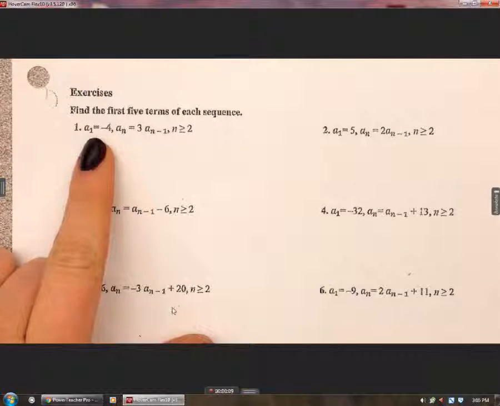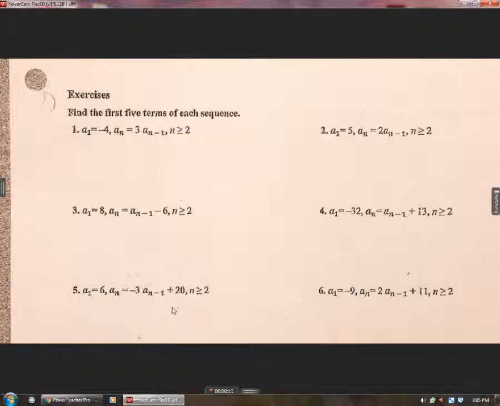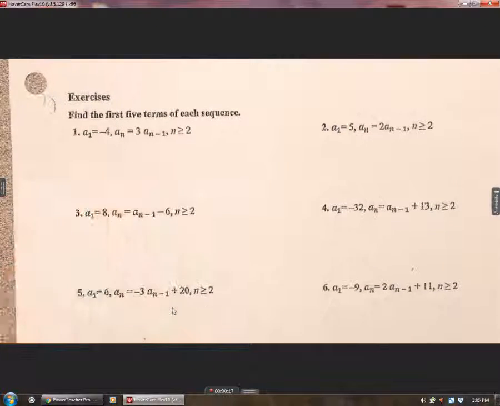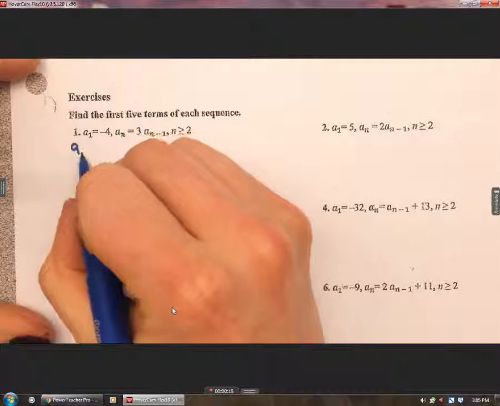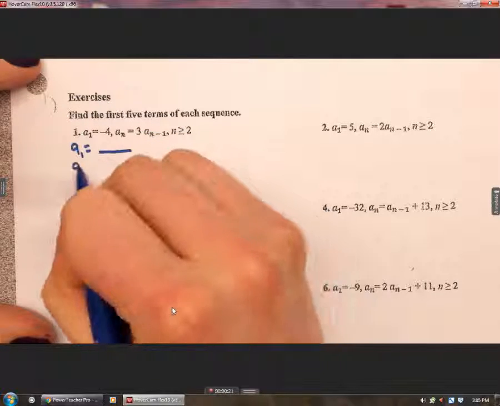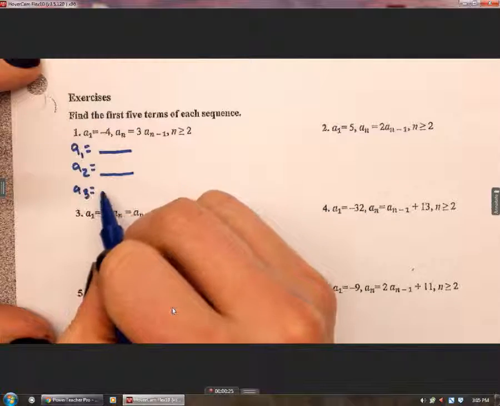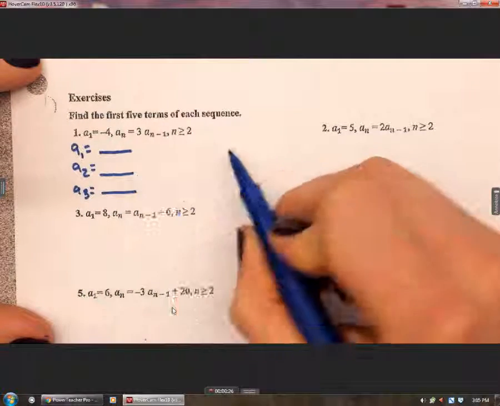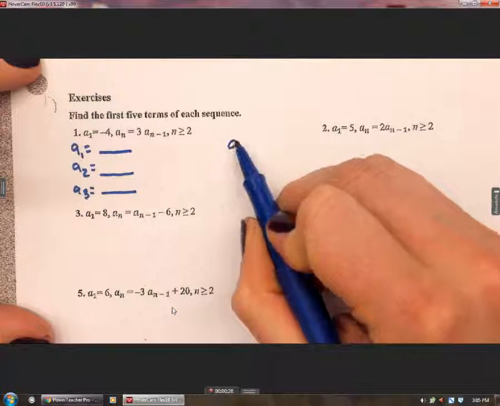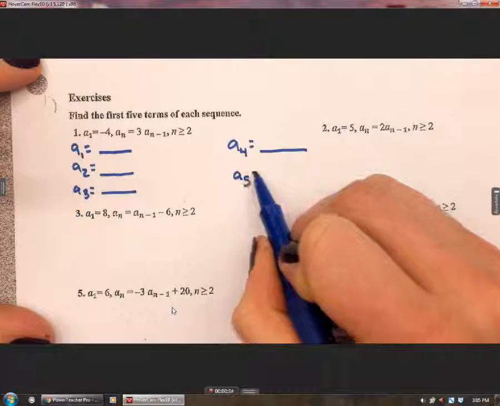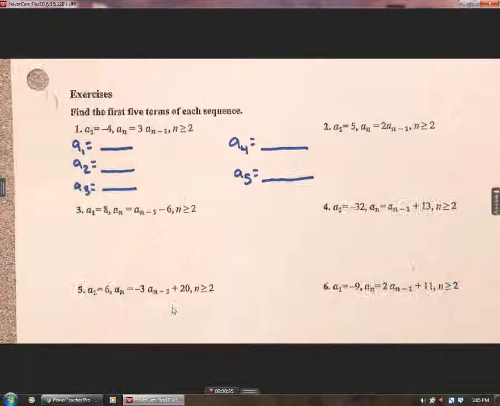Example 1. I think this is the one I want. Yeah, it is. Okay, let's set this up, and I just want to write out a sub 1 equals a sub 2 equals a sub 3 equals, I'm on a space, so I'm just going to write this off to the side, a sub 4 equals a sub 5 equals. I'll give you a second to copy that.